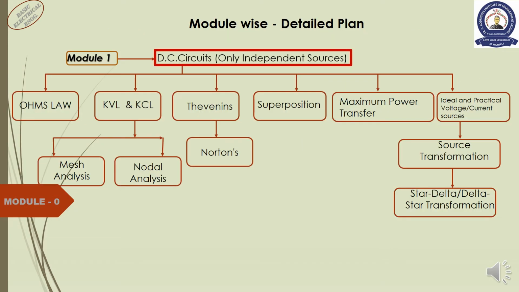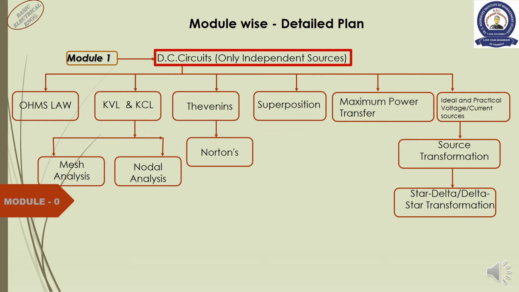We will now discuss the module-wise detailed plan. Every module has a number of hours. For example, module 1 is DC circuits, where only independent sources are being discussed. What are independent sources? We will discuss that in a later video. This has 12 hours of study, which we are going to utilize group-wise.